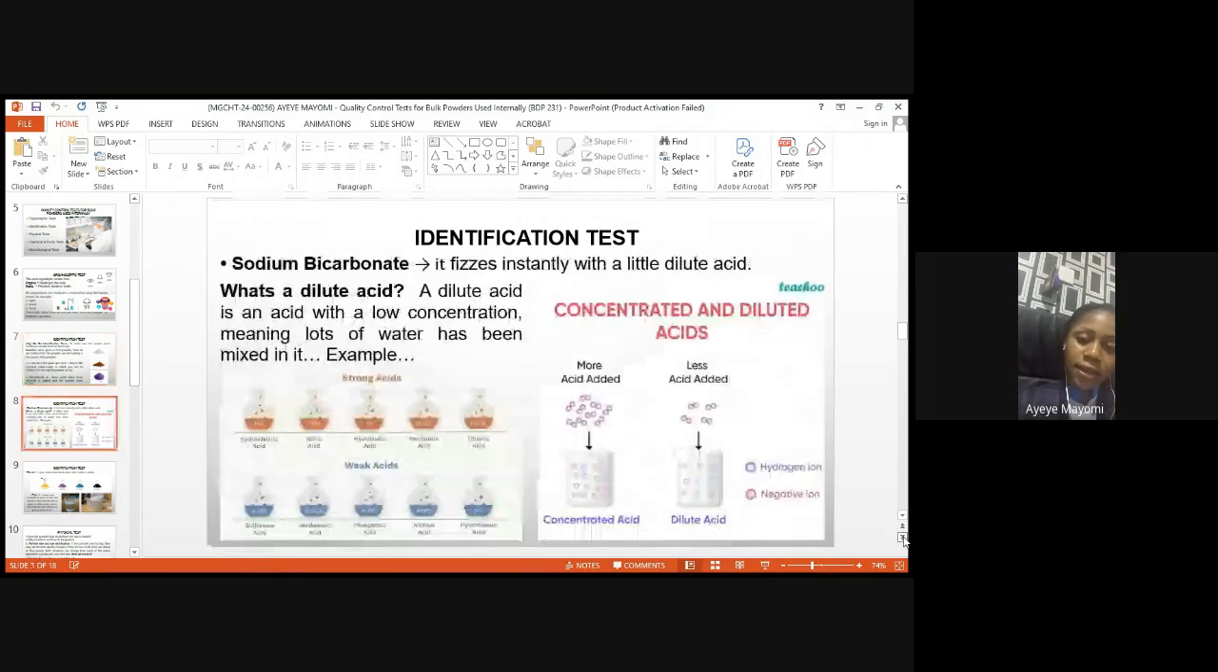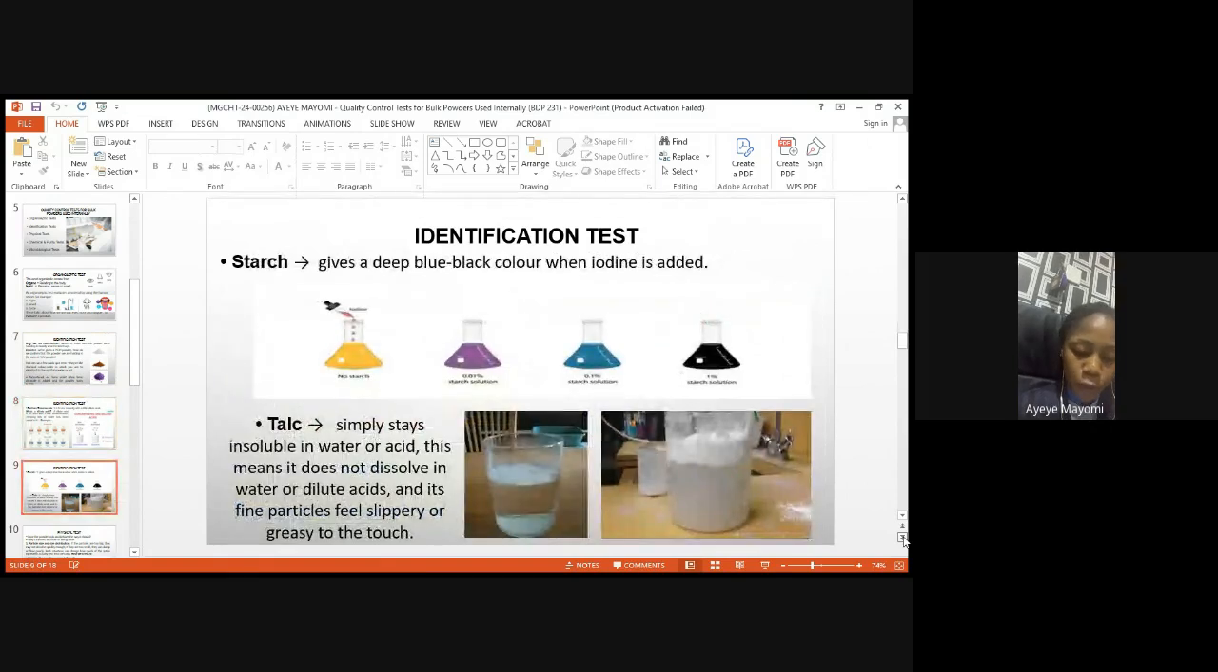What is dilute acid? A dilute acid is an acid with a low concentration, meaning lots of water have been mixed in it. Another example: we have starch. Starch gives a deep blue-black color when iodine is added. Then we have talc. It simply stays insoluble in water or acid. This means it does not dissolve in water or dilute acid. Its fine particles feel slippery or easy to touch.